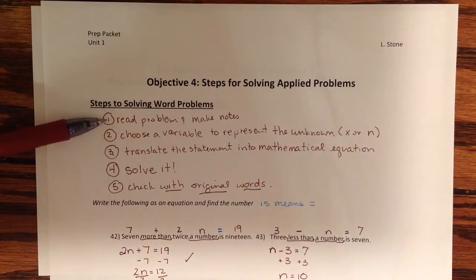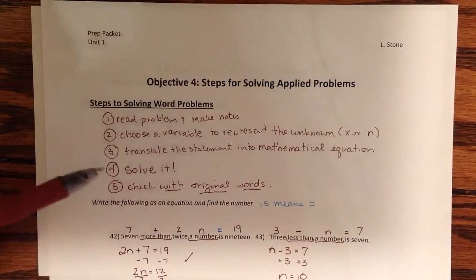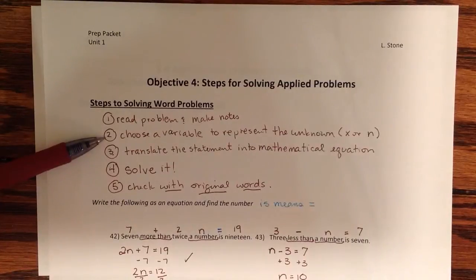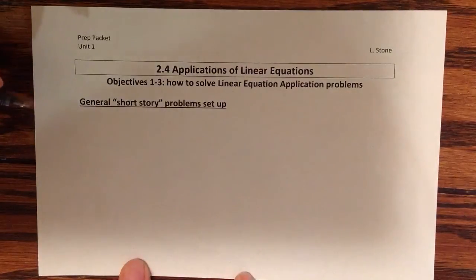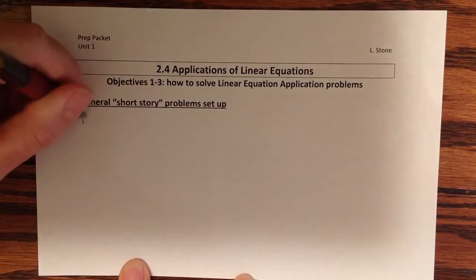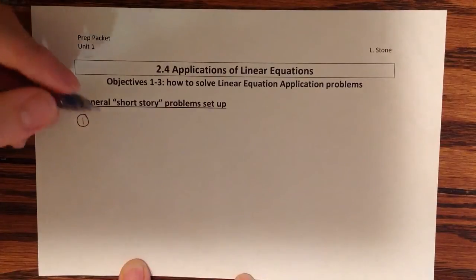You're still going to need to read the problem and make notes. You're again looking for any word in the problem that might be telling you a number or an operation. You're going to need to choose a variable to represent your unknown. And the one thing that will change here is that you're going to need to define that variable. Since the variable won't just be a number, it will be the number of kids who played basketball or the length of a piece of rope or something like that. So you'll need to give the variable a definition. And then you'll still translate it into a statement, solve it, and check it back with the original story.